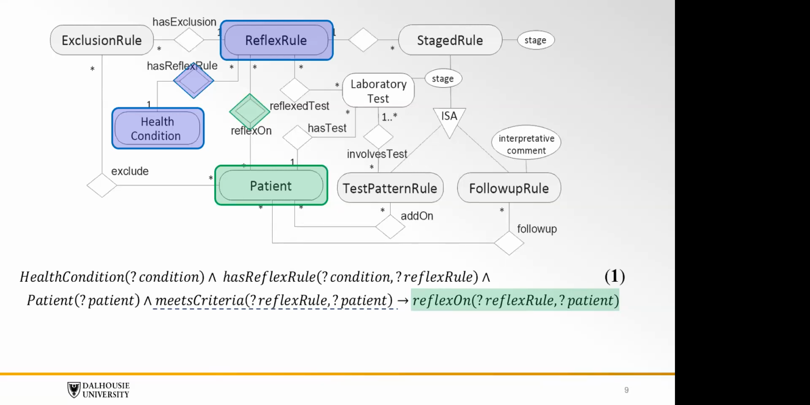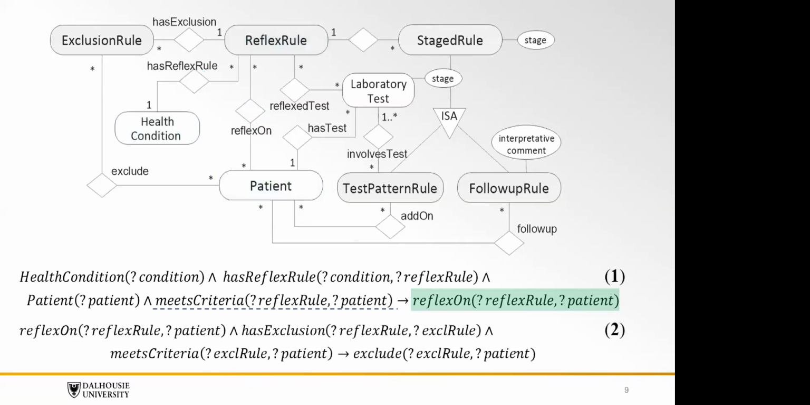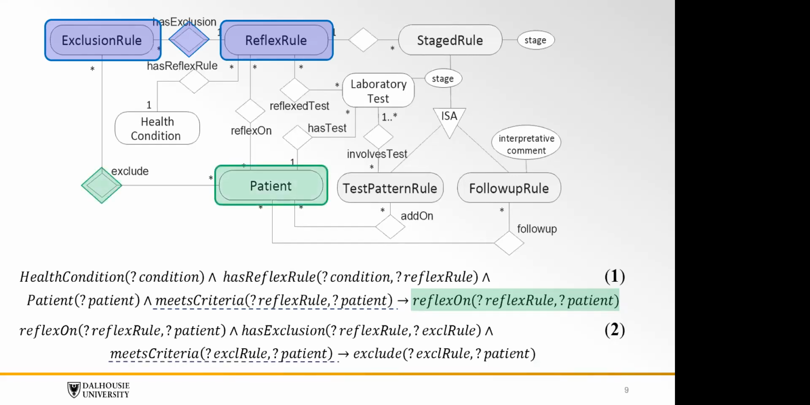We infer the predicate reflex on. Then we look at the exclusion rules of that reflex rule, right? So we have this inference, right? Reflex rule reflexes on a patient. Now that reflex rule has a number of exclusion rules associated with it. Again, if this exclusion rule has domain-specific criteria that are met, then we infer that this patient is excluded as per this exclusion rule. For instance, they have a non-thyroidal illness or they're on thyroid medication, right?